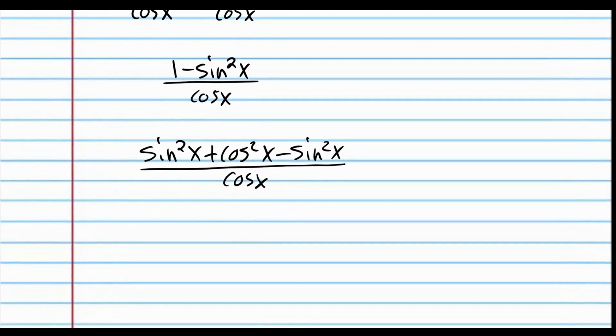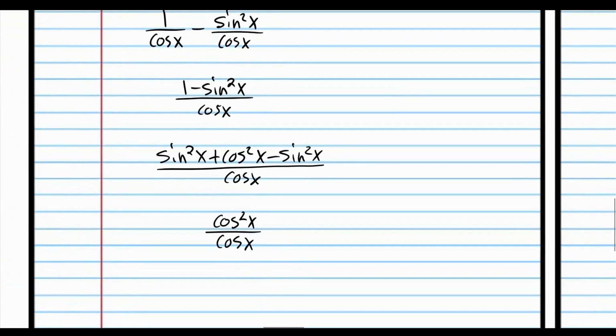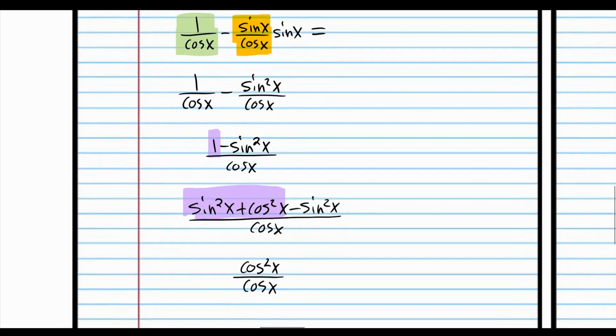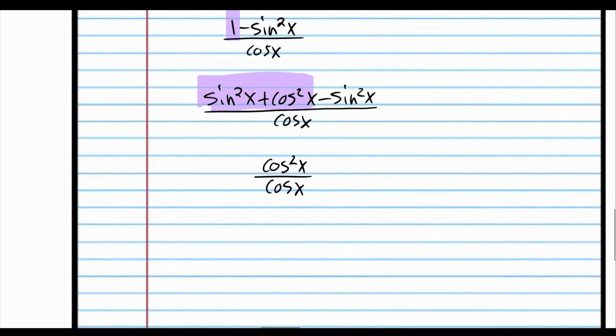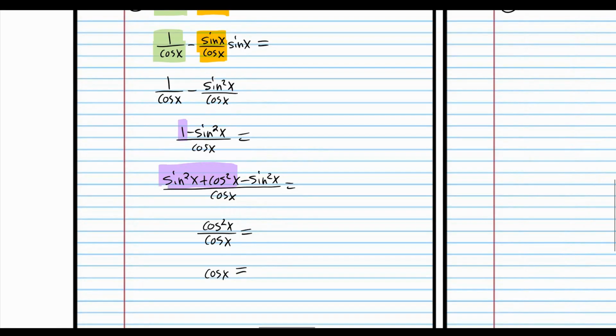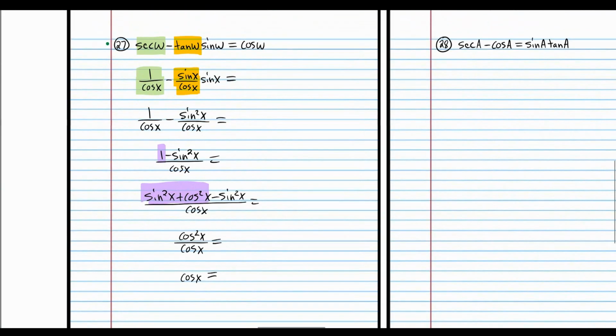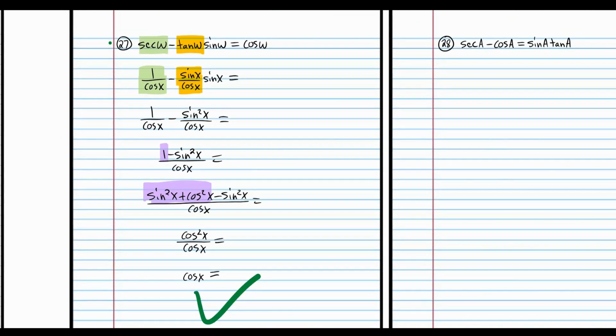The sines cancel out and we're left with cosine squared x over cosine x. And by the way, that was a Pythagorean identity. And cosine squared over cosine, that's just going to be cosine x. And try to remember to write your equal sign so we know that we're only changing the left side of the equation. So we showed that the equation is true.